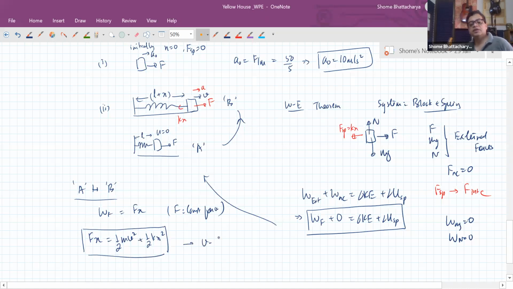From this, you will get v as a function of x. So you can find out v when x is equal to 2 centimeters. All that you have, the data is given. The force was 50 newtons. The spring constant was 20 newton per centimeter. The mass of the block was 5 kg.